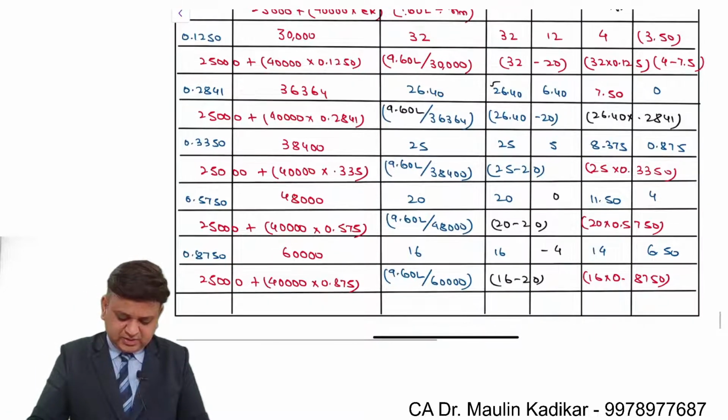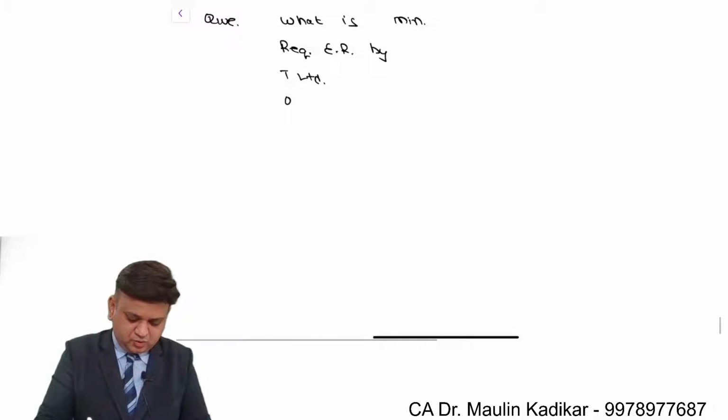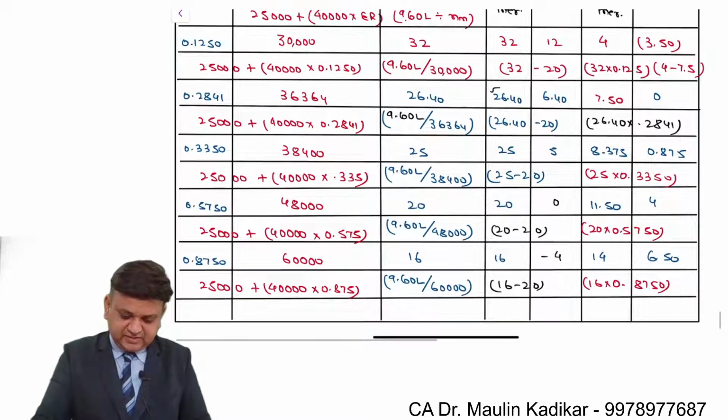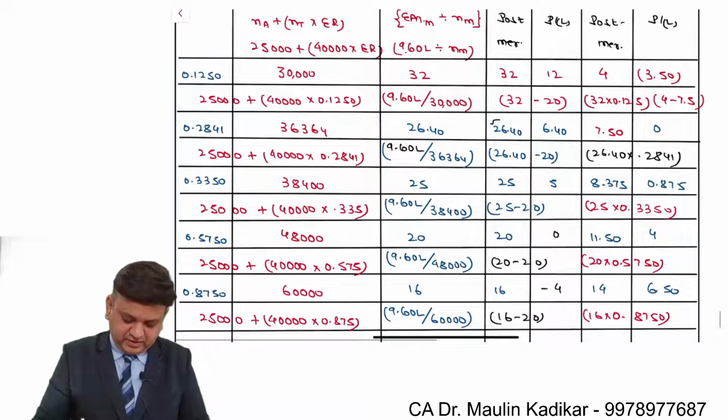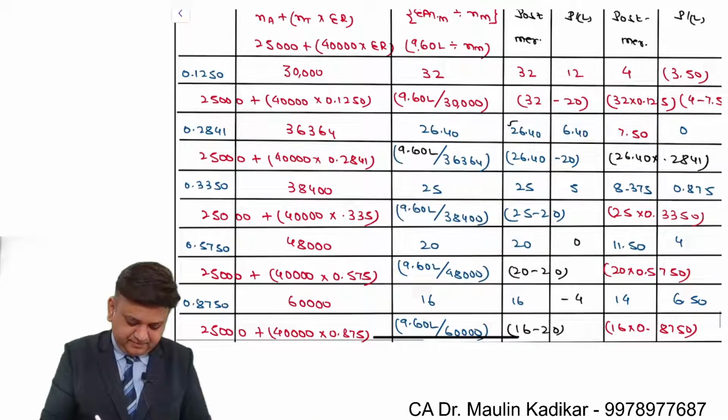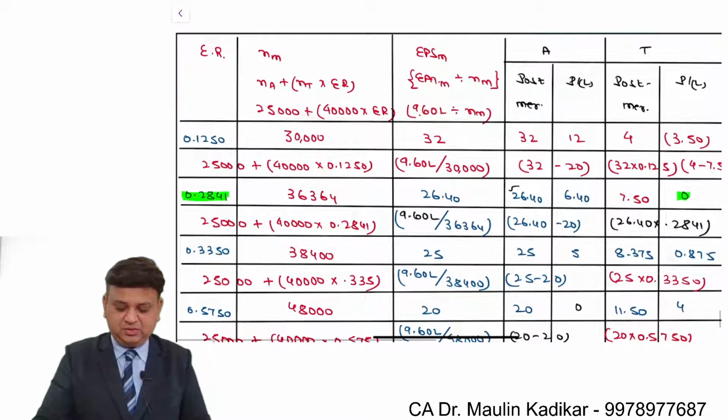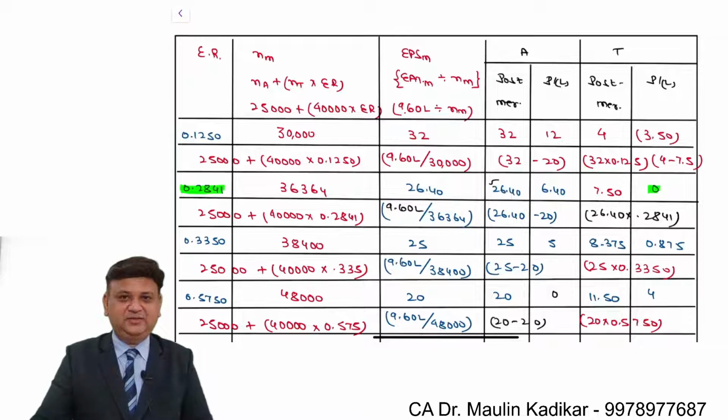Answer for this is very simple. It is 0.2841. We can see that when the exchange ratio is 0.2841, at that point of time, the target company will have a no profit, no loss situation. This is what we understand.